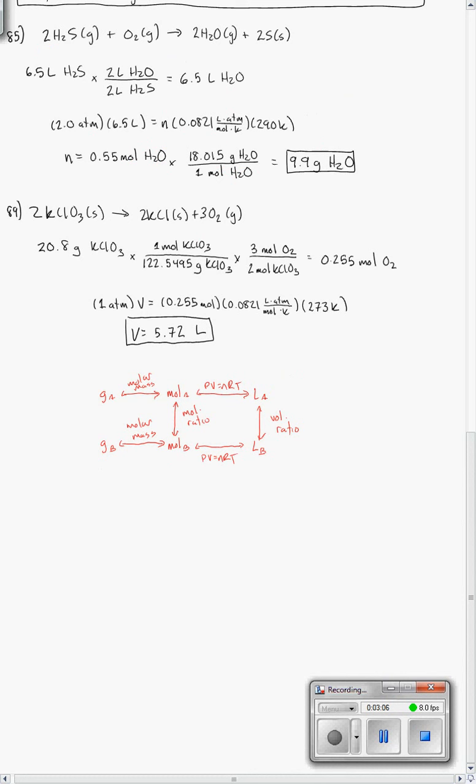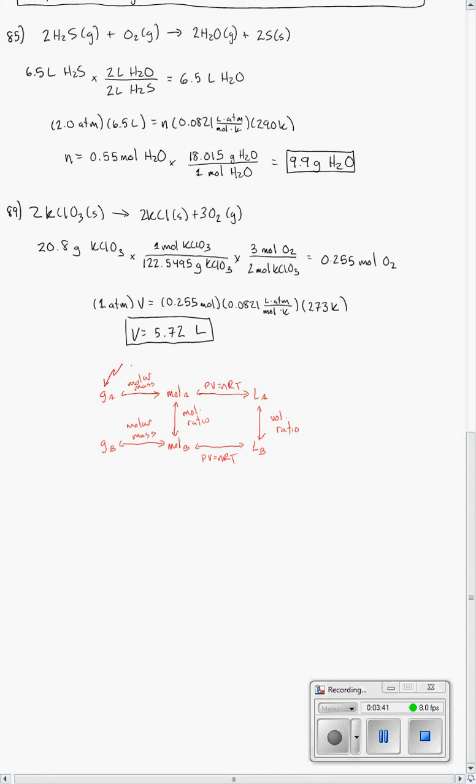In number 89, we're going in the opposite direction. We're given a mass of potassium chlorate. Potassium chlorate is KClO3. It's a solid, and we're asked how many liters of oxygen will be produced if we decompose 20.8 grams of potassium chlorate. Just like before, we are given pressures and temperatures to work with as well. So in this case, we're starting out with grams of one substance. Whereas in the last problem, there were several pathways we could take to get to our final answer, in this one there's only really one.